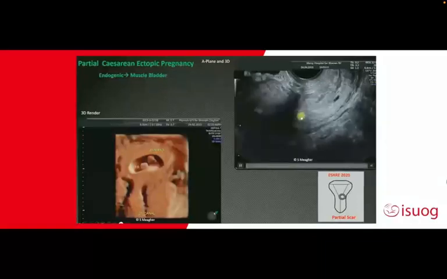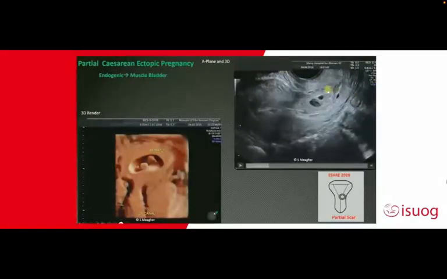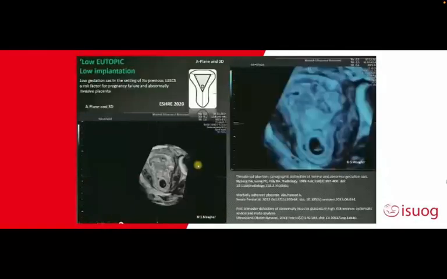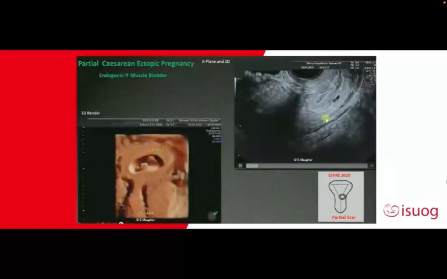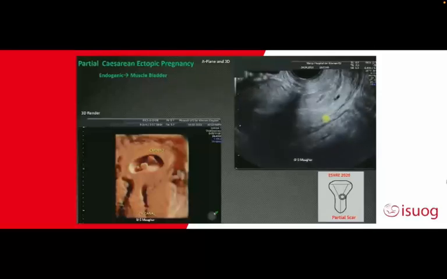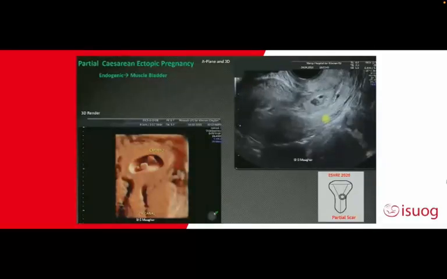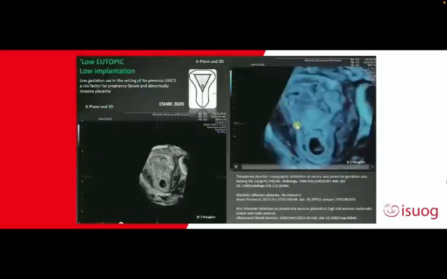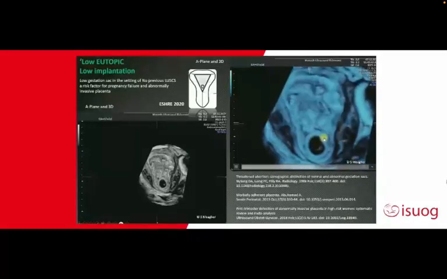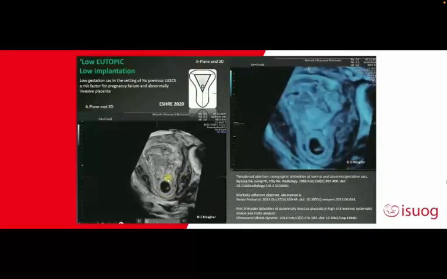If we look in this case here, we can see that this extends down inferiorly into the uterine cavity on 2D imaging and on 3D imaging. So this is a partial cesarean scar pregnancy. Again, Ilan will make the point not to call it cesarean scar ectopic, but rather cesarean scar pregnancy. Then you have the low implantation or the low eutopic pregnancies. So this is a 3D evaluation of the uterine cavity where you see the gestation positioned low within the cavity, and here similarly low within the uterine cavity.